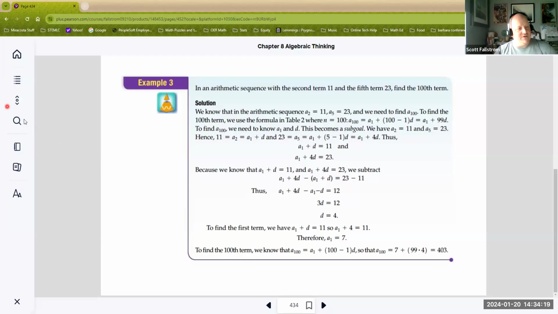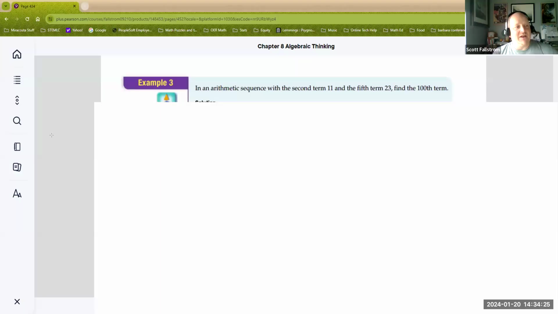So I want to show you, even though this is in the book and you're welcome to take a look at it, I do not think anything is wrong with this solution, but I'd like to show you another way. And I think some of you have appreciated some of these because they are quite a bit more time consuming. What I know is my second term is 11. I know my fifth term is 23, right?